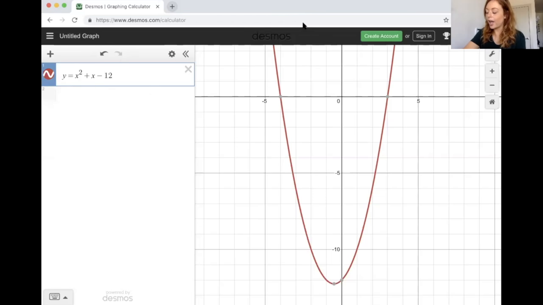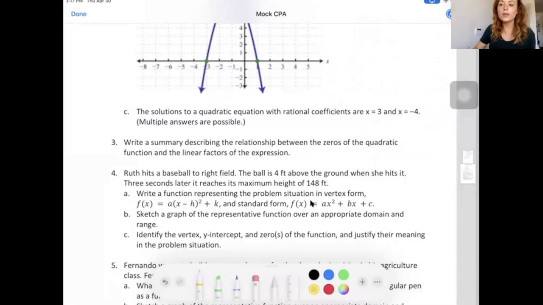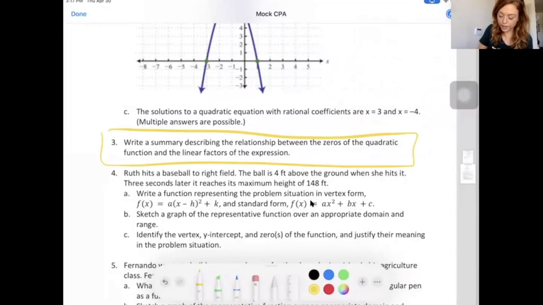Okay, let's look at number 3. All right, so here's number 3, right here. Just draw your eye there. It says, write a summary describing the relationship between the zeros of the quadratic function and the linear factors of the expression. Okay, so we want you to word this in your own words, but I want you to listen as I explain real fast so that you can somehow just rewrite what I'm talking about, okay?